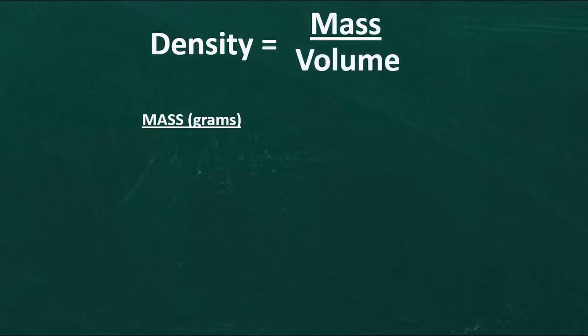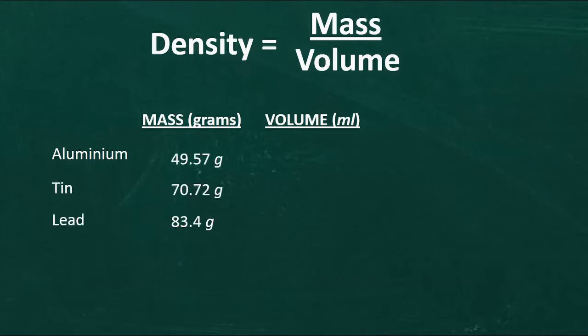So to recap, we've defined density as mass divided by volume. We've measured the mass in grams for three different samples and the volume in milliliters. And the samples are aluminium, tin, and lead. Masses as recorded and volumes as well.